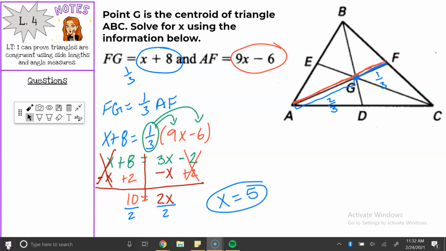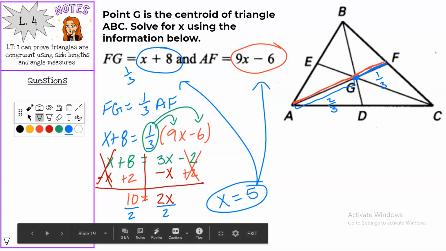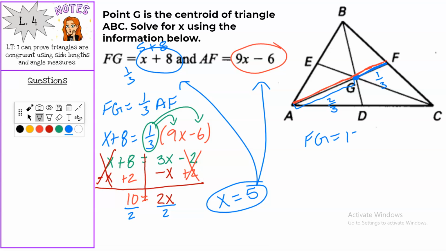Now you can always check your answer to make sure that it is correct. So you can plug x in here and make sure that that relationship of the 1/3 to the whole actually stands. So if we put x in for FG, we'd have 5 plus 8. So FG equals 13. And then if we put 5 in here, we'd have 9 times 5 minus 6. 45 minus 6 is 39. And yeah, 13 is 1/3 of 39 because 13 times 3 gives you 39.